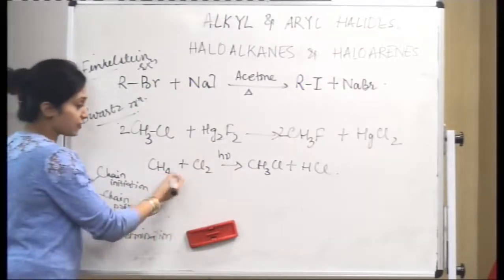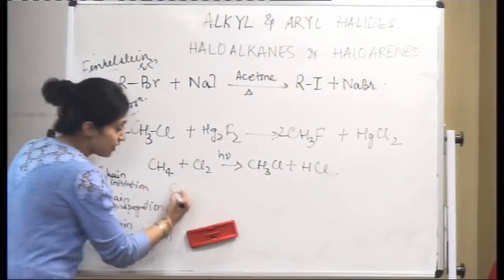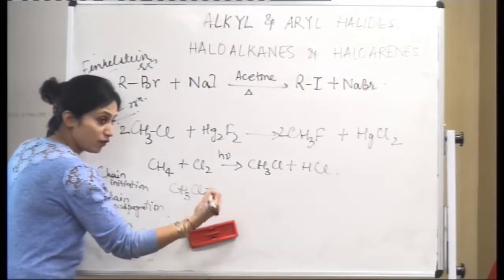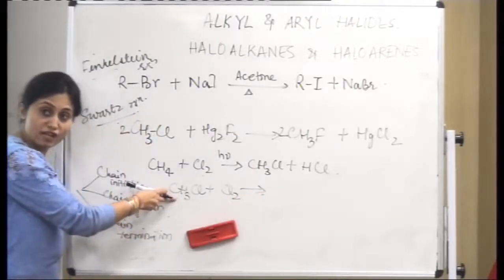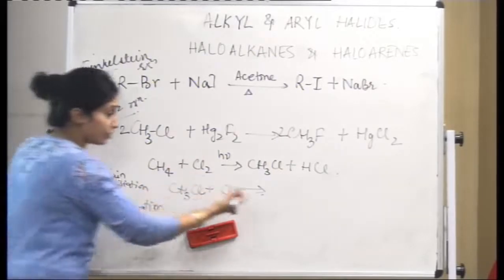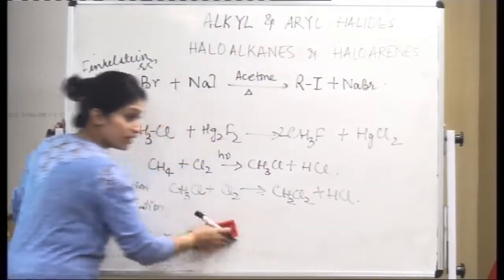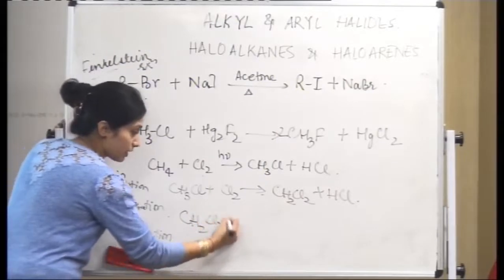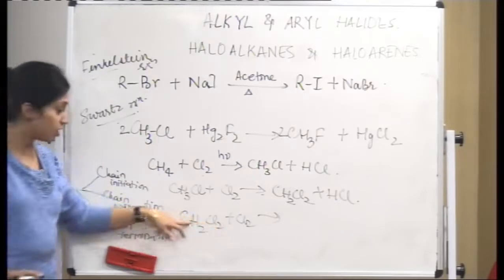Now here you have CH4 plus Cl2 forming CH3Cl, but the reaction will not stop here. What will happen? This CH3Cl will further interact with more Cl2 to replace hydrogen atoms till they are available. So what will it form now? CH2Cl2. This will form CH2Cl2 plus HCl. And in the next case, if we have CH2Cl2 plus Cl2, now you work it out for yourself. Another hydrogen can get replaced.